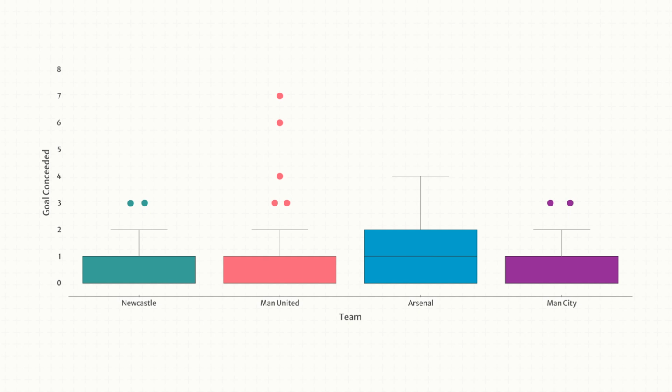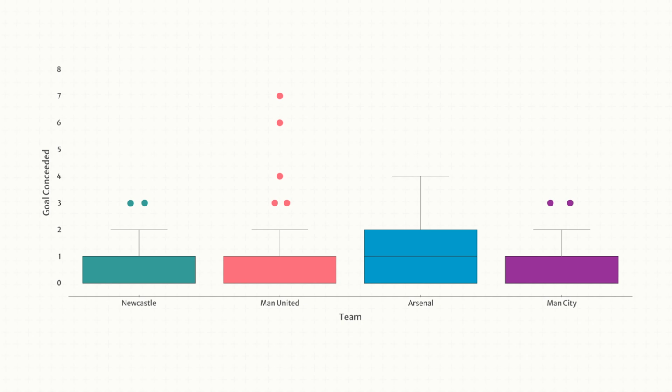Suggesting a consistent defensive performance throughout the season. However, there are a few matches where Man United conceded an abnormally high number of goals, which are flagged as potential outliers. These outliers stand in stark contrast to the expected performance of Man United.